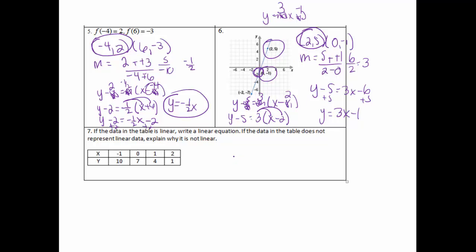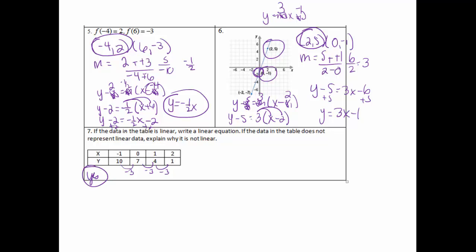Right, number 7, if the data in the table is linear, write a linear equation. If the data in the table does not represent linear data, explain why it's not linear. So we just need to see, are the values in the table increasing or decreasing at a constant rate? So I notice the x's are going up by the same amount, so now I'm just going to look at the y's. I notice 10 minus 7, this is going down by 3, down by 3, down by 3. So there is a constant rate of change. So yes, it is linear.